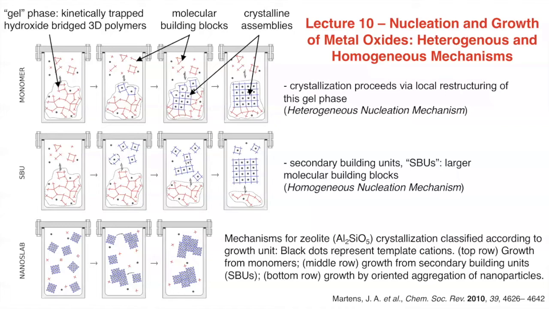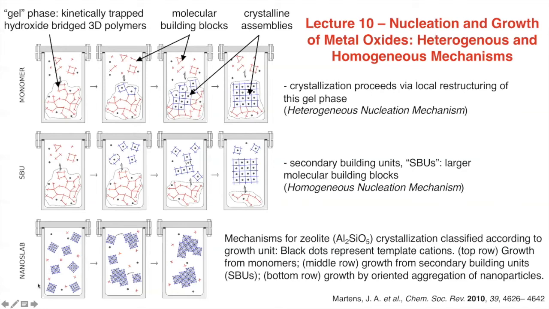One of which is metal oxide nucleation and growth. And this is something that has been studied for decades. There are a bunch of different mechanisms that are defined based on how big the pieces are that are involved in the crystallization. Okay, so there are crystallizations that proceed via monomers, or these molecular building blocks here. There are crystallizations that proceed by assembling larger building blocks. And then there are crystallizations that proceed by assembling even larger building blocks.